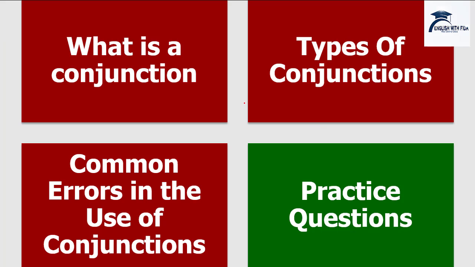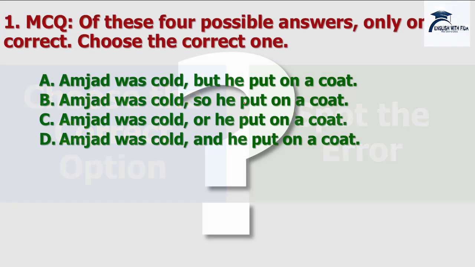Now students, let's practice some questions. You are supposed to find the correct answer out of these given four options. "Amjad was cold, but he put on a coat." Definitely if he was feeling cold, that's why he put on the coat. So is the correct answer, with a FANBOYS conjunction and a comma. The comma is necessary because there is a clause on either side.